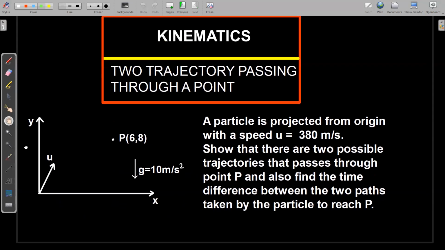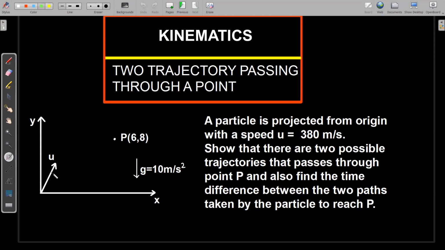So this is a try yourself question. Suppose we project a particle with a speed, let us say this speed is under root of 380 meter per second. So I'm projecting a particle with a speed of root 380 meter per second, and the angle of projection is varying. You can choose the angle of projection according to you. So the speed remains fixed at under root of 380 meter per second. Now we have a point P whose coordinate is 6, 8 meters. This is in SI units, and gravity is acting vertically downward.